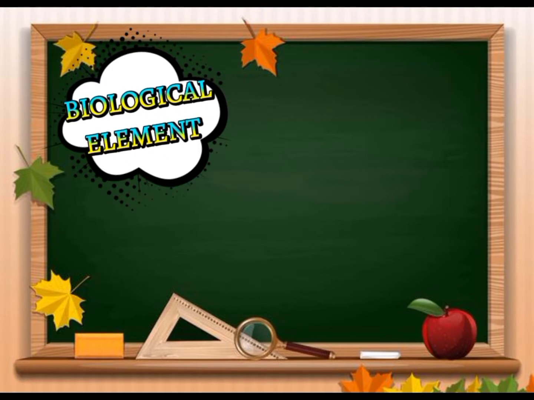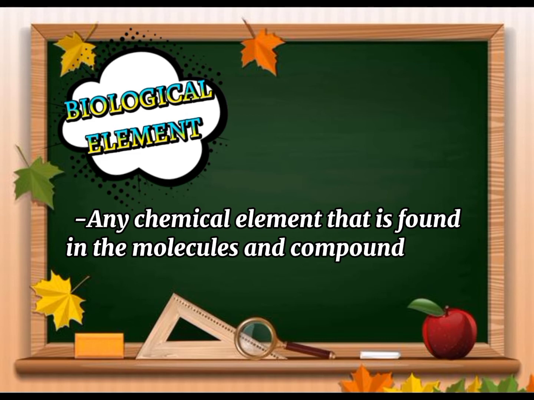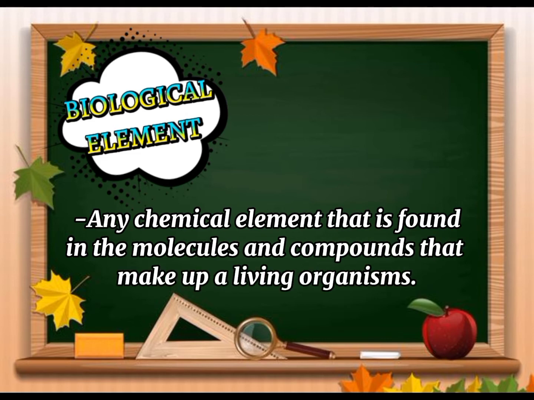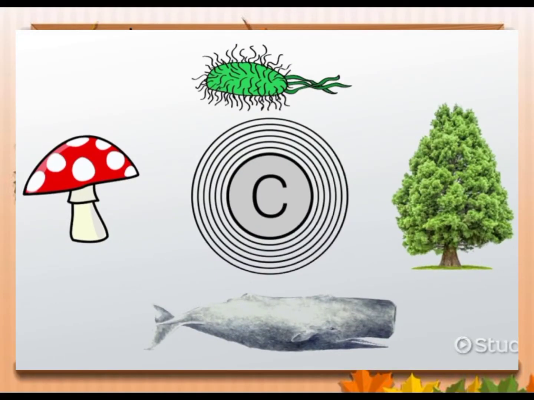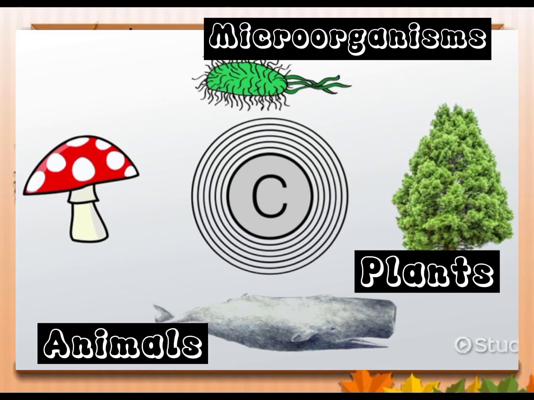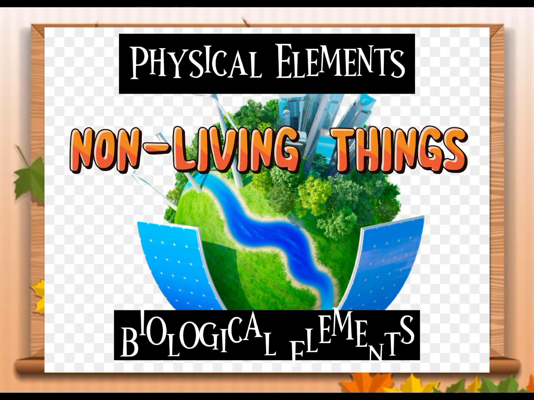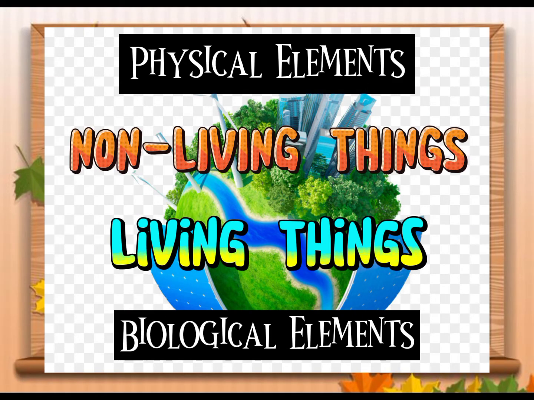Biological elements are any chemical element that is found in the molecules and compounds that make up a living organism. So, living organisms such as plants, animals, microorganisms, and man constitute the biosphere. The physical element is the non-living things, while the biological elements are the living things.